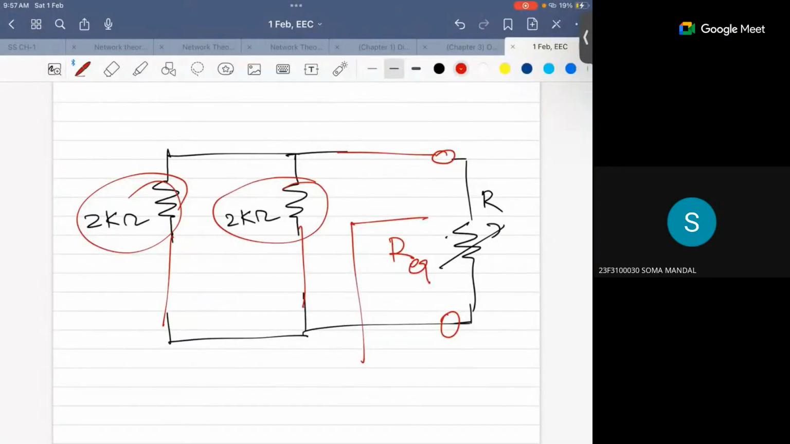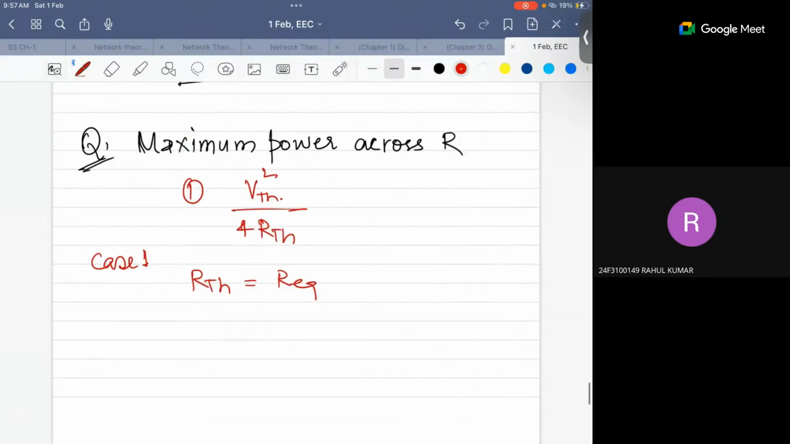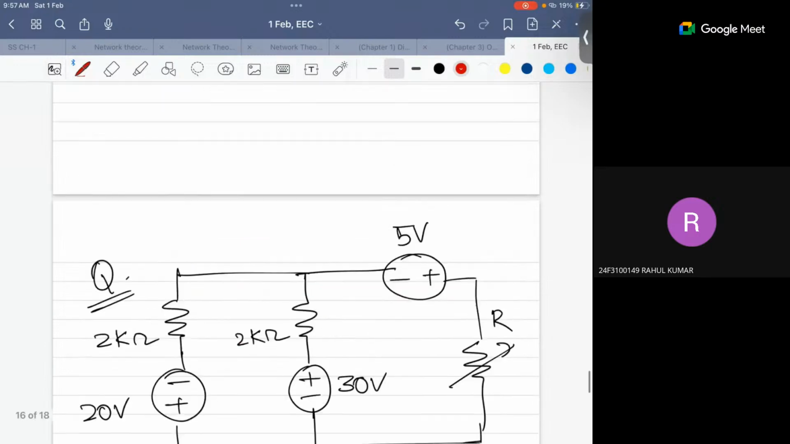R equivalent is coming out to be 1 kilo ohm, right? Everyone got it? Okay. So now for this you need to calculate the V Thevenin also, right? How will you calculate V Thevenin? V Thevenin same, right? See, how will you calculate V Thevenin?